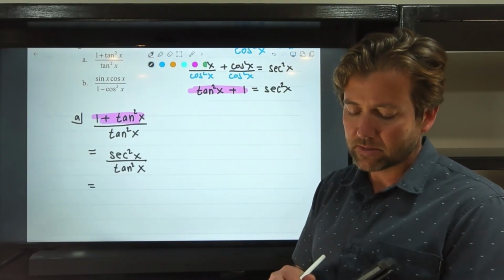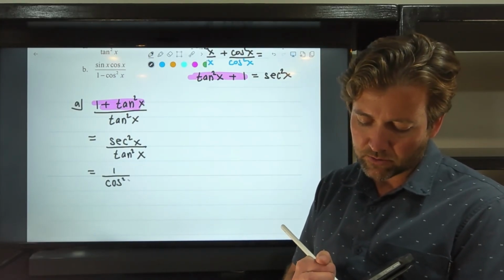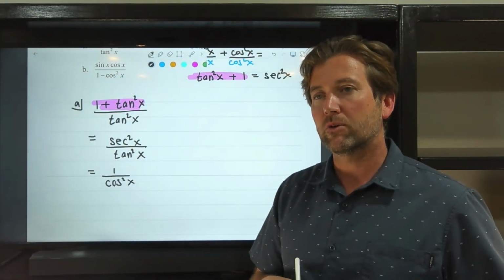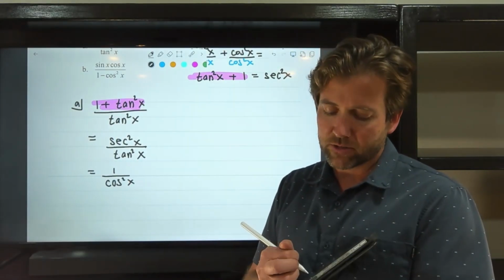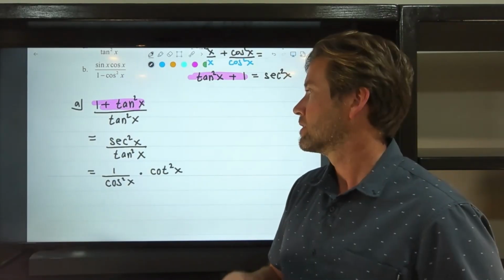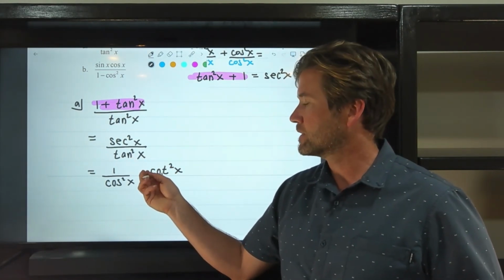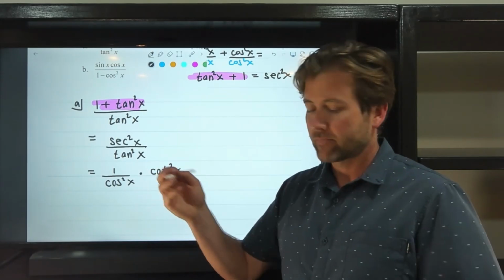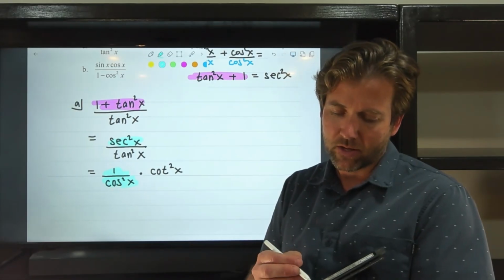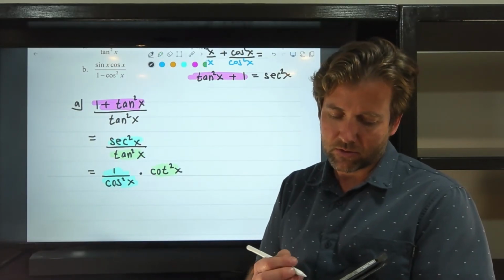Now I'm going to rewrite this as 1 over cosine squared x. That's what secant squared x is equal to. Secant squared x is the reciprocal of cosine squared x. Now tangent squared x, I'm going to write this as times cotangent squared x. So 1 over tangent squared x is equal to cotangent squared x. So to be clear, the secant squared x is equal to 1 over cosine squared x, and 1 over tangent squared x is equal to cotangent squared x.